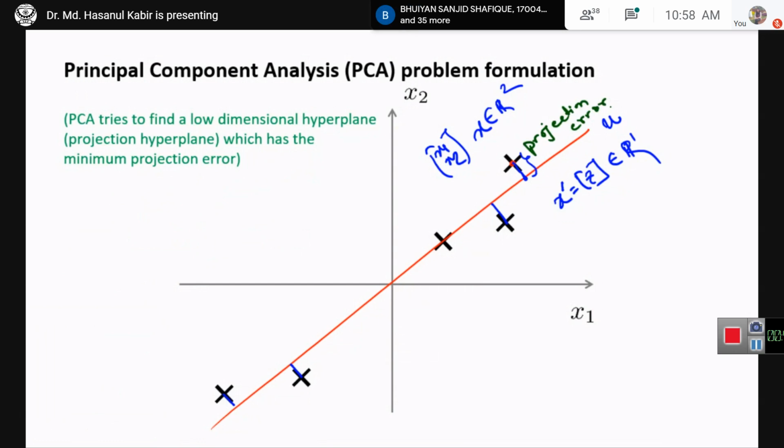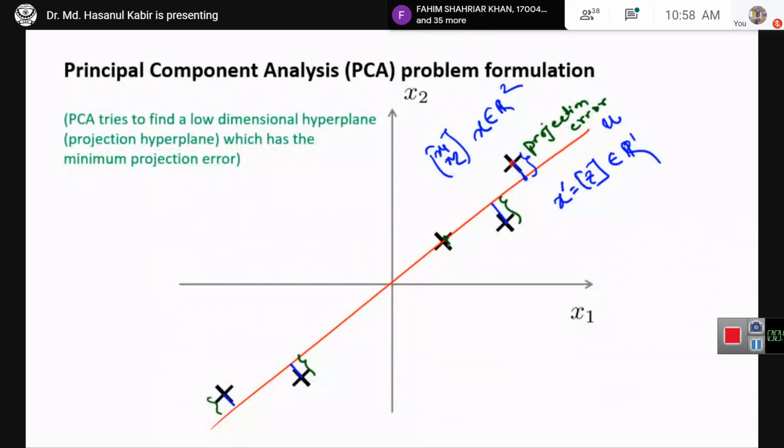Now, if I look at all the points, I can see the corresponding projection errors. Maybe here, maybe there, maybe a little bit there. If I take the summation of all those projection errors, you have a certain amount of error, right? Correct?